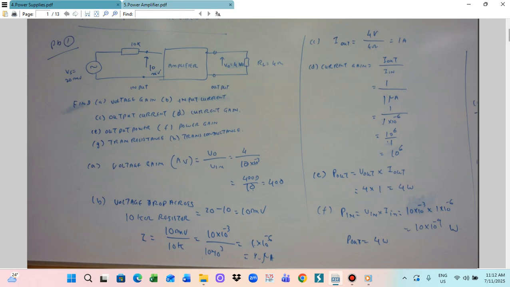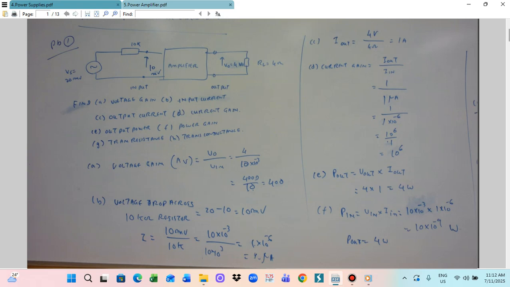Checking the units: 1 ampere is 10 power 6 microampere, and the input is 1 microampere here. So current gain will be 10 power 6. So this is the answer for the current gain.